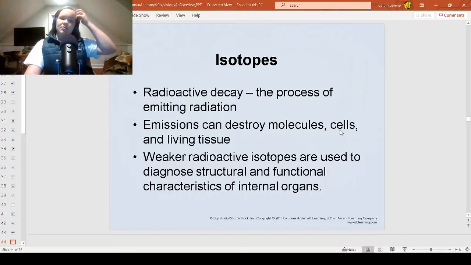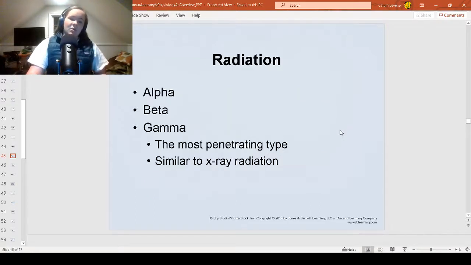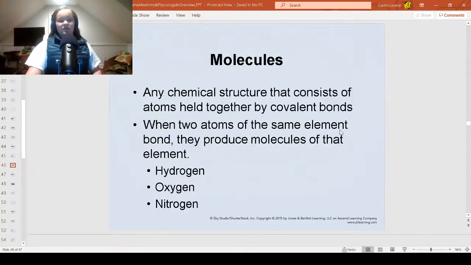Radioactive decay is the process of emitting radiation. Emissions can destroy molecules, cells, and living tissue. Weaker radioactive isotopes are used to diagnose structural and functional characteristics of internal organisms, which is what X-rays do. We have alpha, beta, and gamma rays. Gamma rays are the most penetrating type and also similar to X-ray radiation.